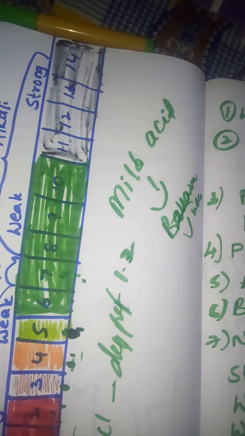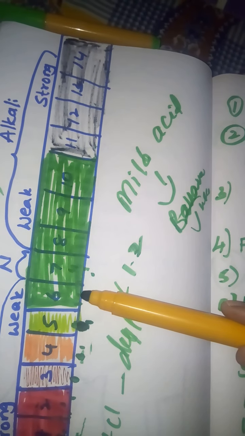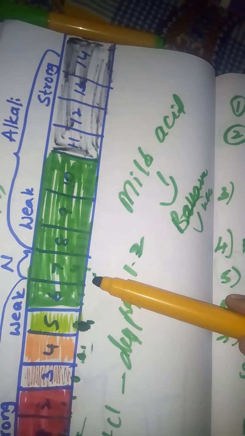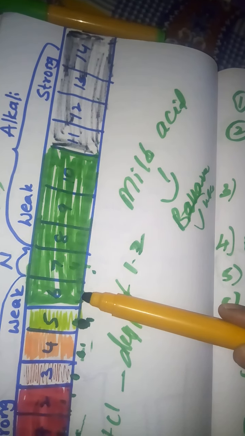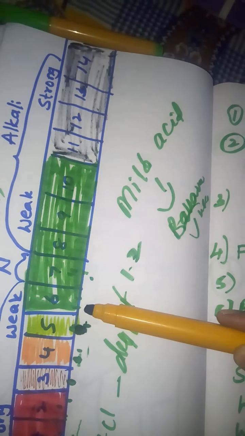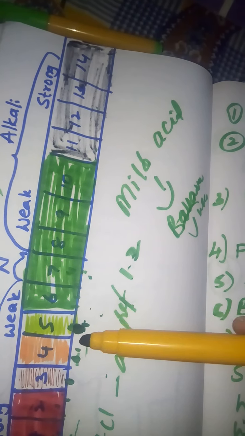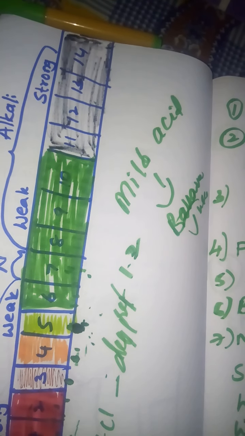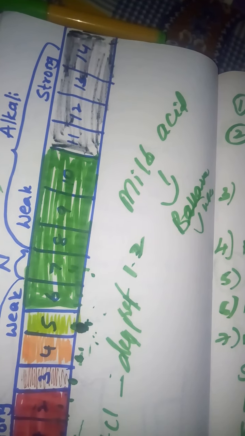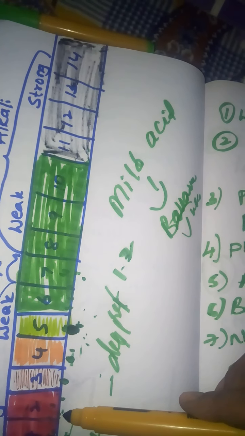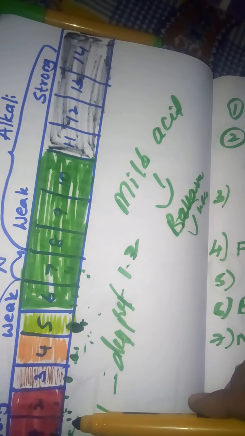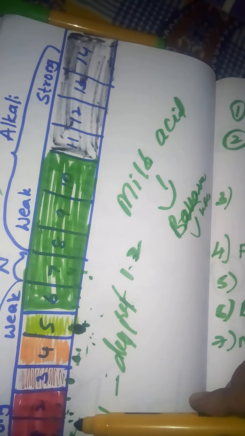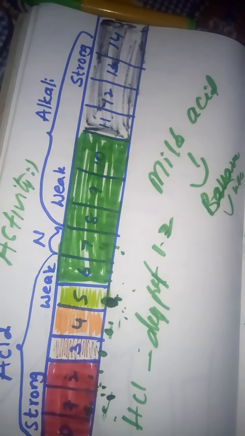Now carrot juice. Carrot juice is light green on the pH paper. Approximately the value is 5 to 6. This is also a mild acid. Lemon juice on the pH paper is red. The pH value is 2.2. The acid is a mild acid.